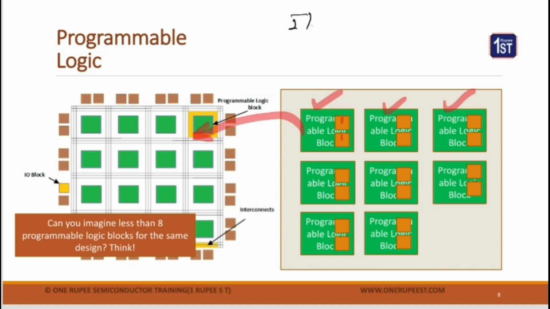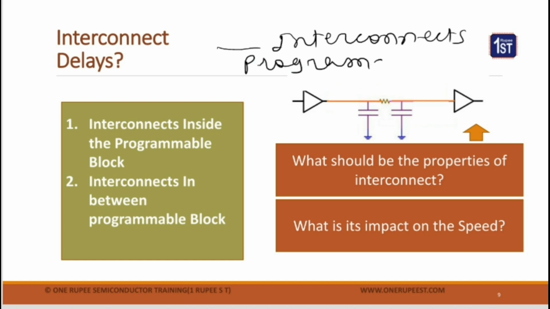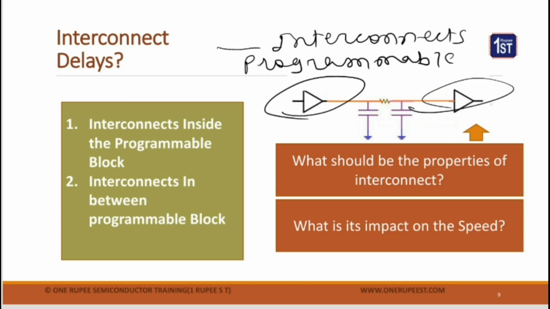Input port as D, output port as Q, and a clock port. So input I need as D, then the clock port, and output as Q. I have different kinds of interconnects, or you can say programmable interconnects. Whatever these programmable interconnects are, they will have some drive strength.